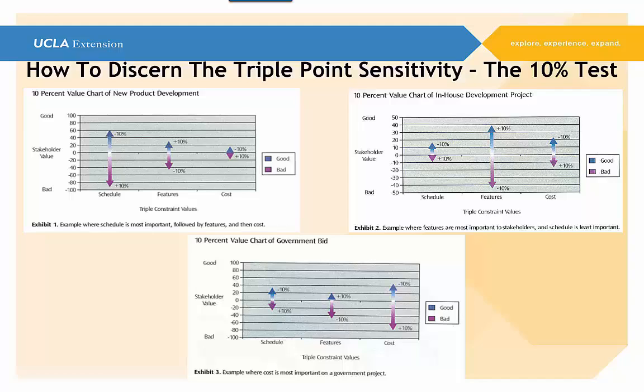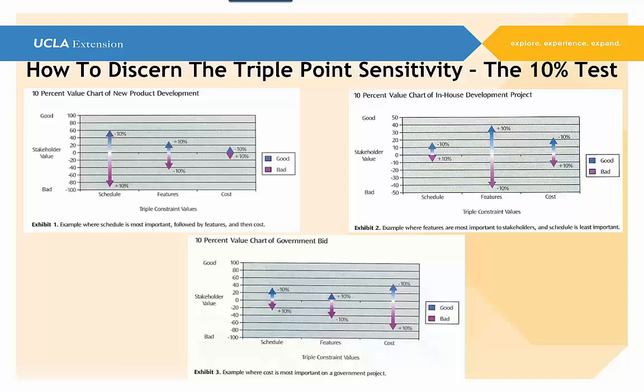And you can see that for this first one, the new product development, schedule is the most sensitive. By being over or under, you have the biggest impact. The features is the next in magnitude, and cost is the least. So the cost is the one that I would say, okay, I can actually exceed the cost. Or if I have to have one slip, it's cost. And then on the in-house development project, you can see that features has the greatest value over or under. It had the greatest impact or benefit. For the government, cost is the greatest impact over or under.